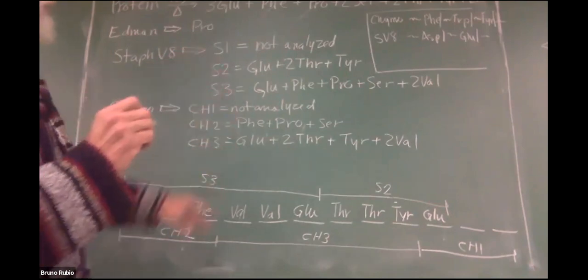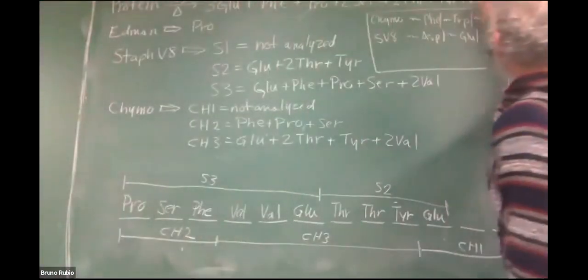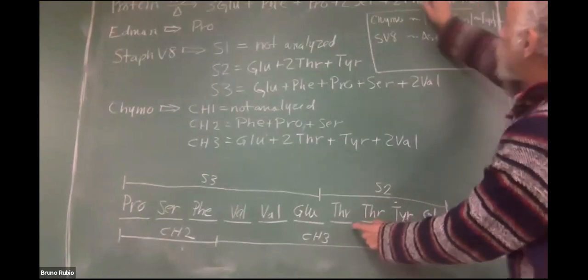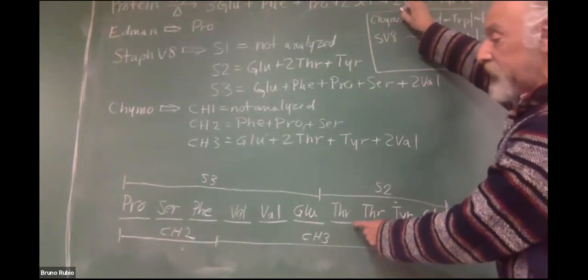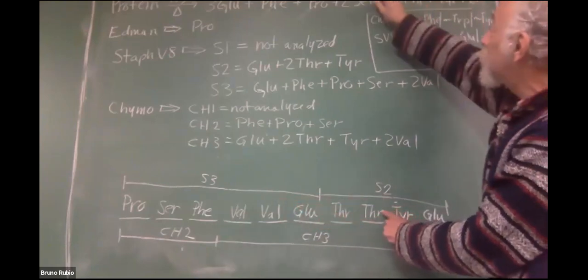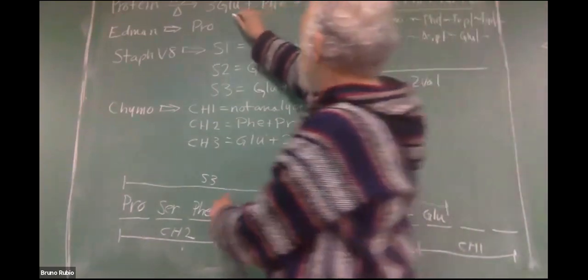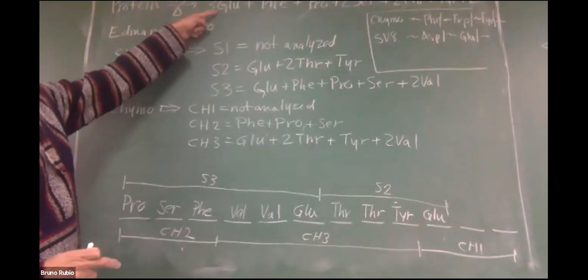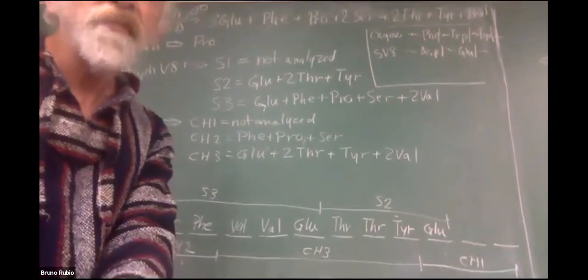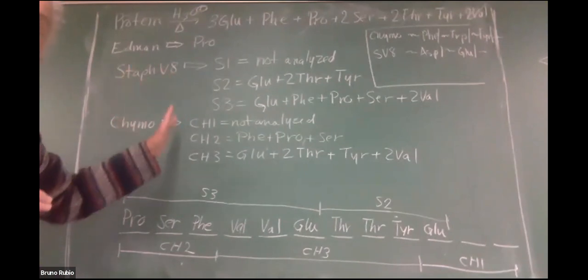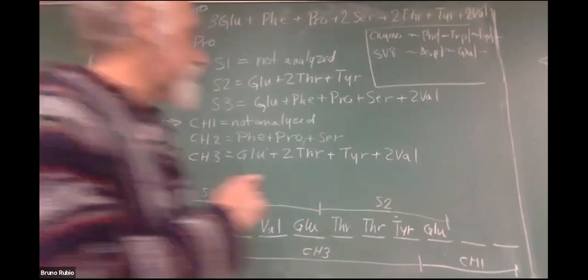Well, we found a home for these two valines. We found a home for the tyrosine. We found a home for these two threonines. We found a home for one serine, but not the other one. And we found a home for two of these glutamic acids, but not the third one. So what we're still looking for is where is that serine and where is the missing glutamic acid?